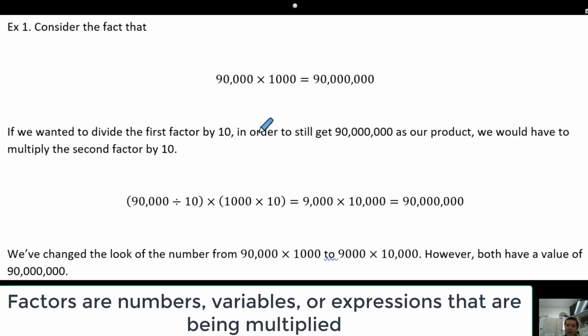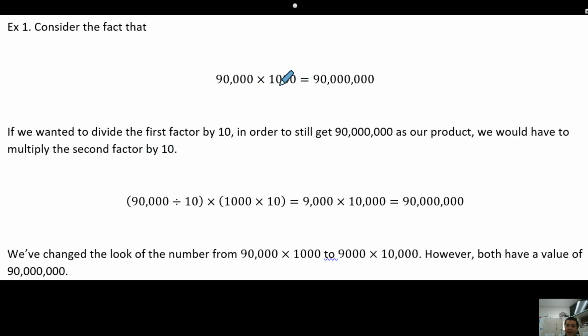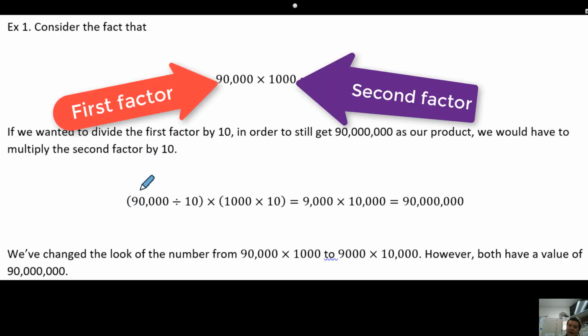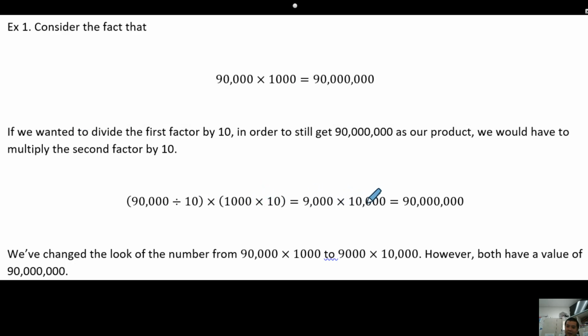Okay. In order to get 90 million still as our product, we would have to multiply the second factor by 10. That means multiplying this by 10. So here we show that we got 90,000 divided by 10, which gets us 9,000, and 1,000 times 10 to get us 10,000. And the reason that still gets us 90 million is because we just switched around where the zeros were. So here there's 3 zeros, and here there's 4 zeros, so at the end we'll still have 7 zeros at the end. Okay?